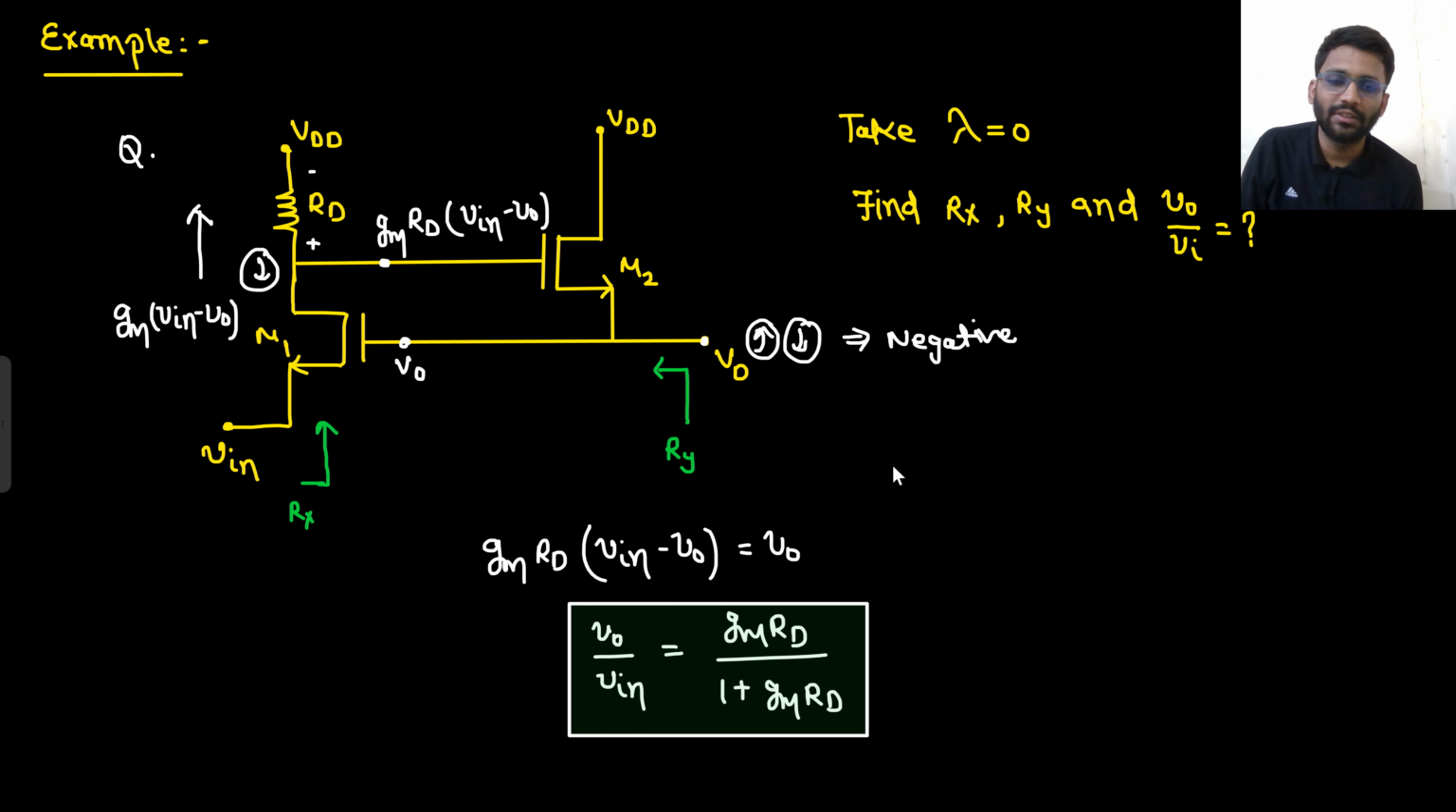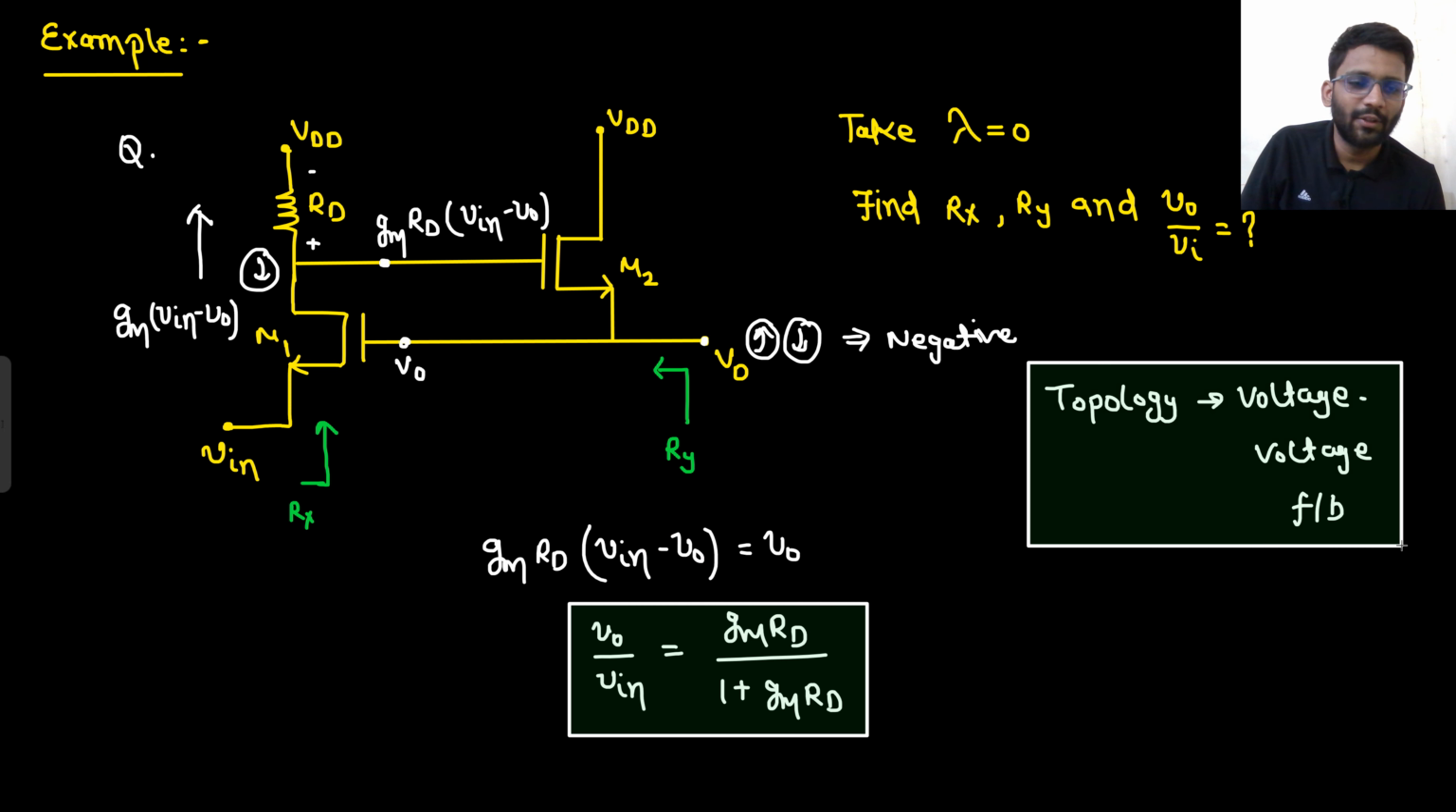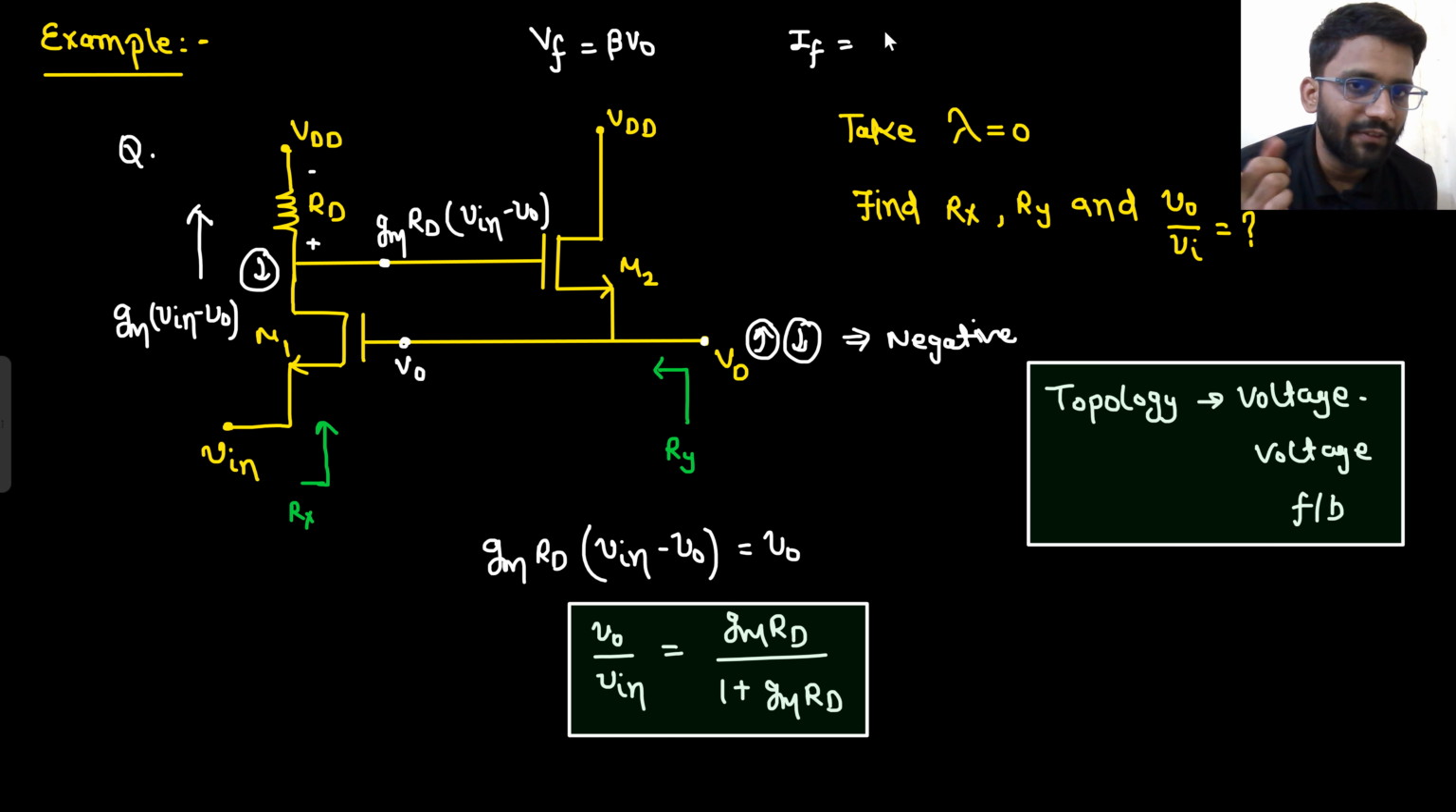So what kind of feedback topology is there? The topology is voltage feedback. Now I can tell you another method of determining the feedback topology. Look, if I am saying there is voltage sampling, what does that mean? Whatever the feedback voltage you get, Vf will be equal to beta V naught. It can be If as well. If will be equal to Gm V naught.